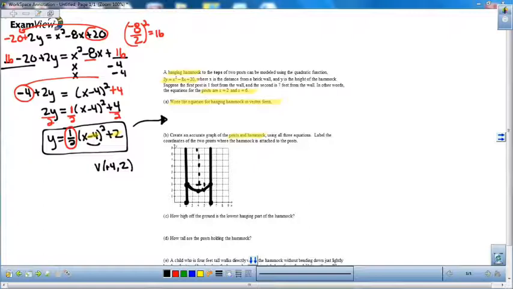So the first question is, how high off the ground is the lowest hanging part of the hammock? So that's another way of saying, what is your minimum? So your minimum is your vertex. So remember, this is your height. So my height is going to, or my minimum is going to be 2.